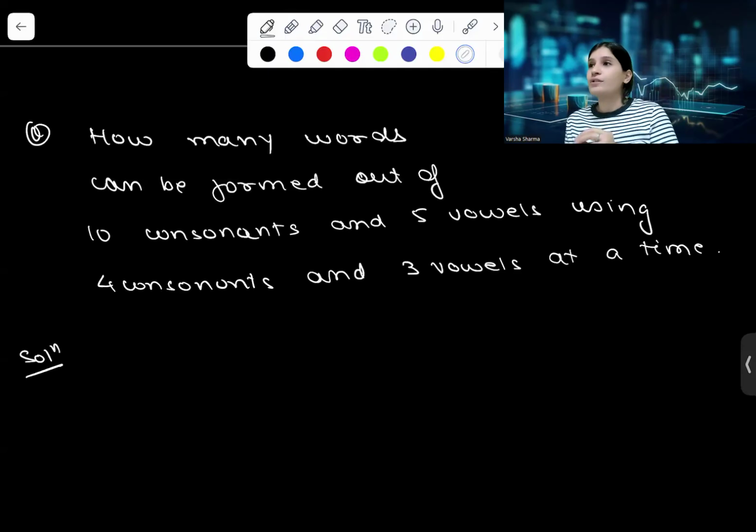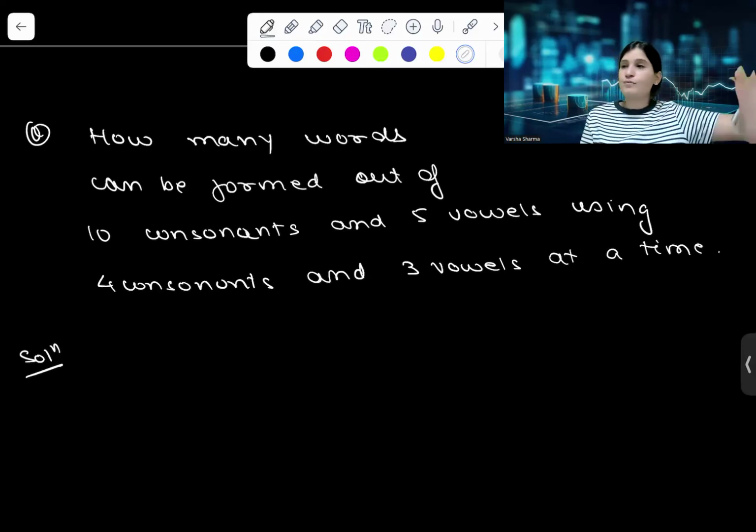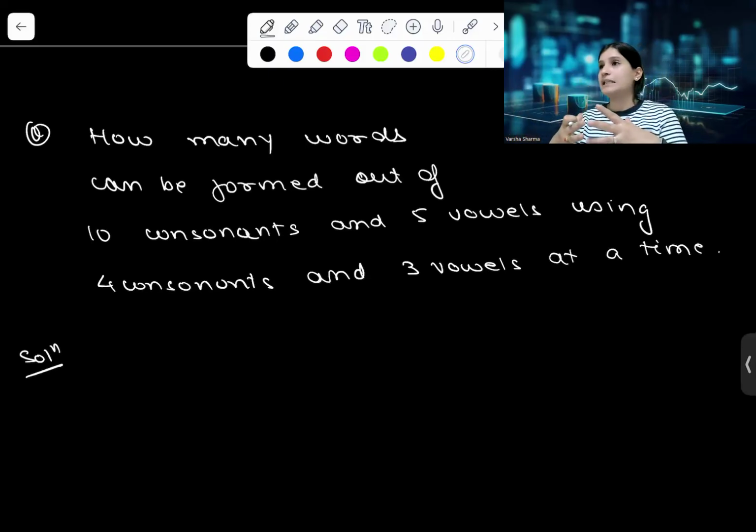So yes, the job is both selection and arrangement, but I cannot use permutation because when we apply permutation, it will be 10P4. That means out of 10, I have selected 4 consonants and I've arranged them also. Out of 5 vowels, P3, I have selected 3 vowels and I have arranged them. But I never said that the consonants should be arranged among themselves and the vowels should be arranged among themselves. They cannot mingle. That is not written here. So what we do is we first make the selections individually. Once you have made all the selections, then arrange all the selected letters.